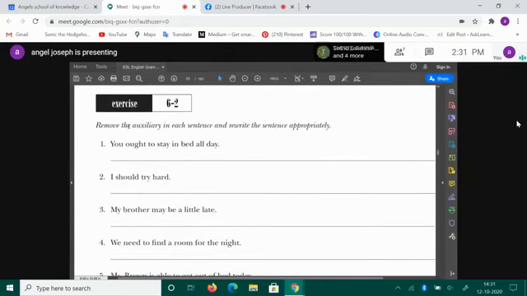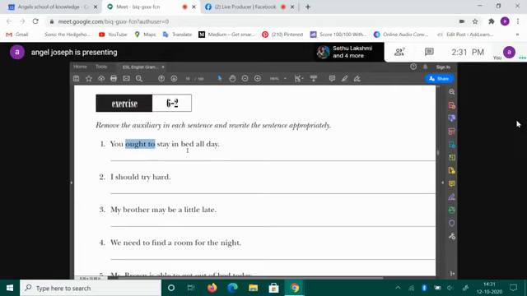Okay, so what they want us to do here is remove the auxiliary in each sentence and rewrite the sentence appropriately. So first thing, you need to understand which one is the auxiliary verb here. This is the auxiliary verb, right? We have to remove these verbs, okay? So, you ought to stay in bed all day. Now you have to remove this ought. When you are removing this ought, you cannot keep this to also. It will also go along with this ought. If you remove both these words, ought to, what is left behind? You stay in bed all day.